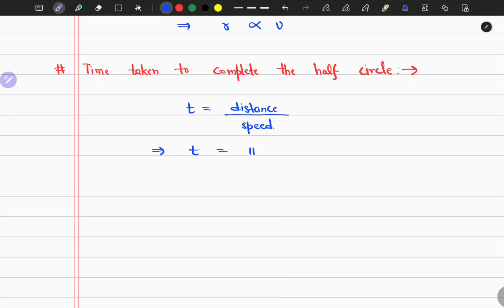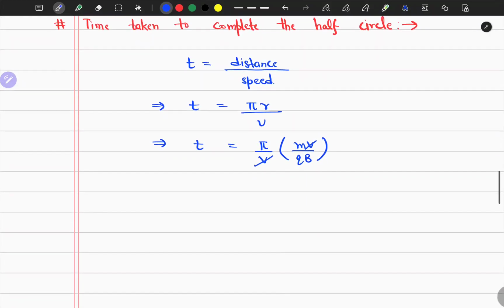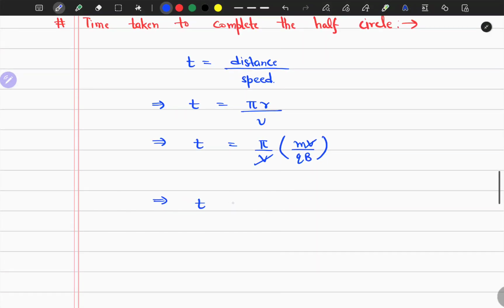What is distance? Pi into r. Over what is speed? v, which implies that t is equal to pi r over v, and what is the value of r? mv over qB, cancelling out v with v, we get t equals pi m over qB. That is, time is independent of radius and speed.